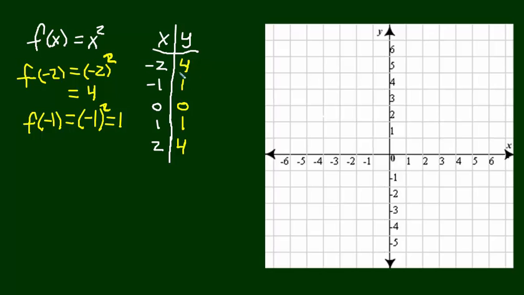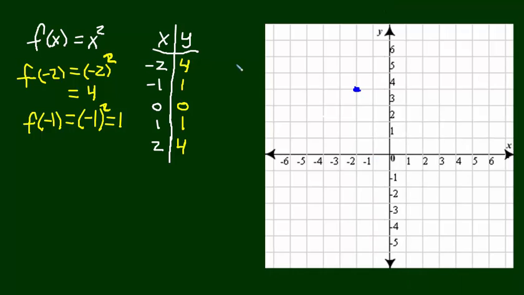So now what I want to do is graph these points on the graph. I'm going to use a different color, a little more dark here. So -2, 4 means that I go left 2, up 4. So there's going to be a point right about here. -1, 1 means I go left 1, up 1. We have a point here.